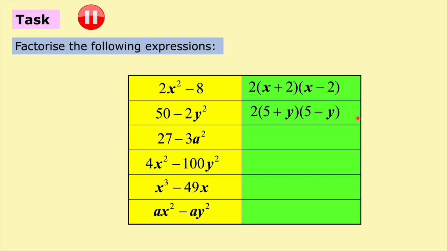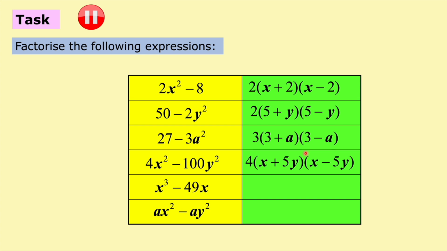Third one, a common factor of 3. So take 3 outside of the bracket, leaving your 9 subtract a squared. And then you just need to factorise that bracket using the difference of two squares. Okay, this one, your common factor was 4. And once you've taken that out, you would have been left with x squared subtract 25y squared. And then the square root of x squared is x, the square root of 25y squared is 5y.